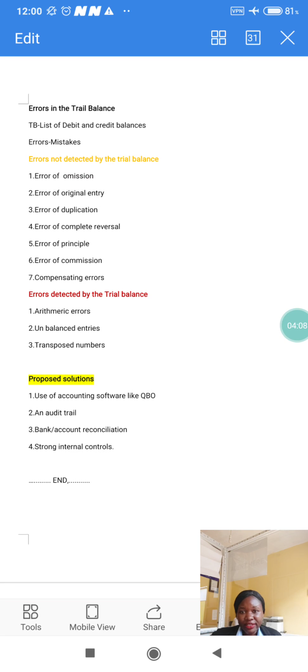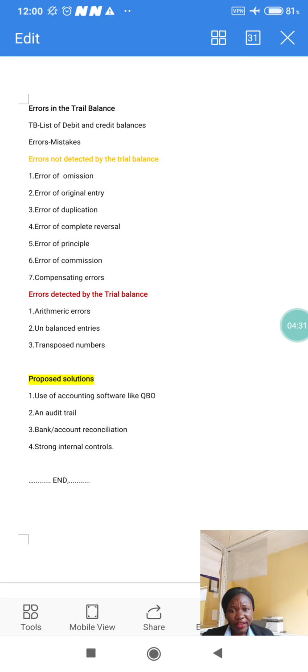Let's talk about errors that are detected by the trial balance. For example, arithmetic errors. If you wrongly add, for example, you had so many digits to add and you make a mistake, maybe you miss out one of the digits, it implies this information will not balance. The trial balance will not balance, and this error is detected by the TB.